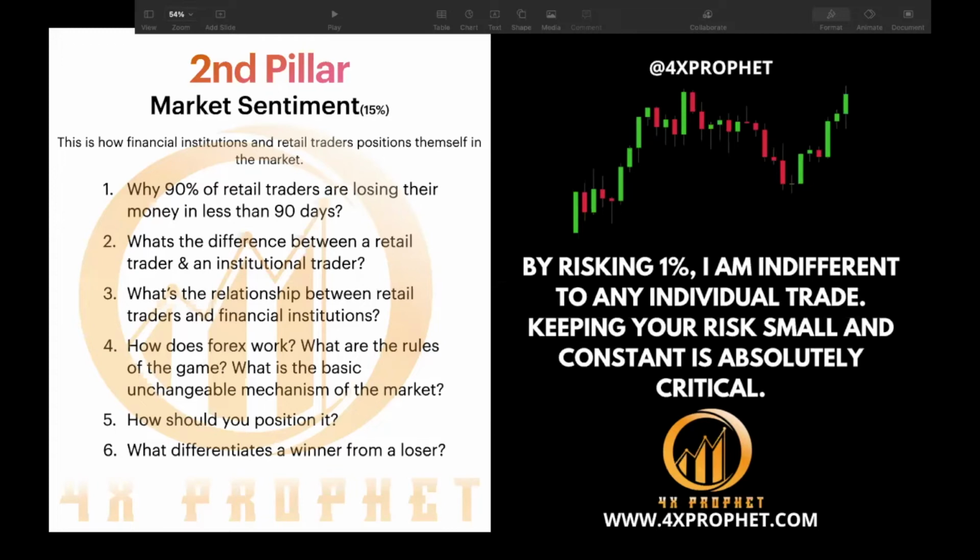Next thing is you need to understand, how does Forex work? What are the rules of the game? What is the basic, unchangeable mechanism of the market, all right? Super important for you to understand. How should you position it, and what differentiates a winner from a loser? And we have a quote on the right side of the screen: by risking 1%, I am indifferent to any individual trade. Keeping risk small and constant is absolutely critical.